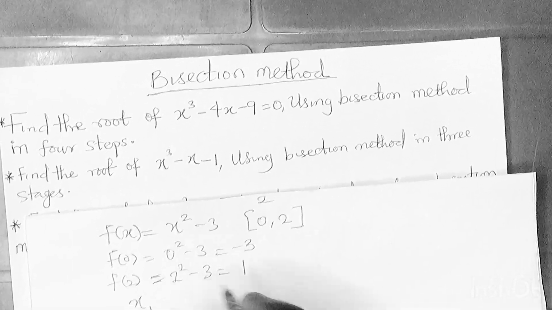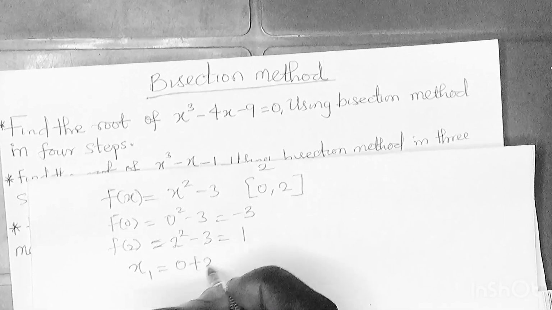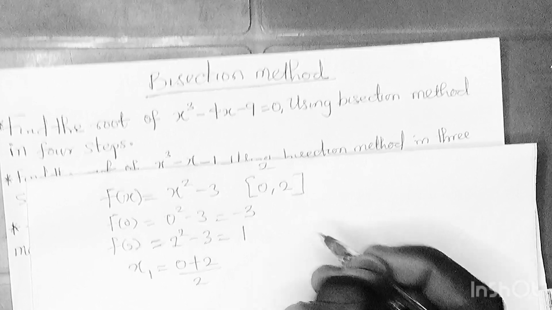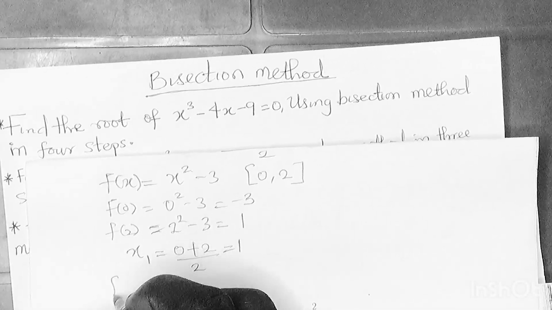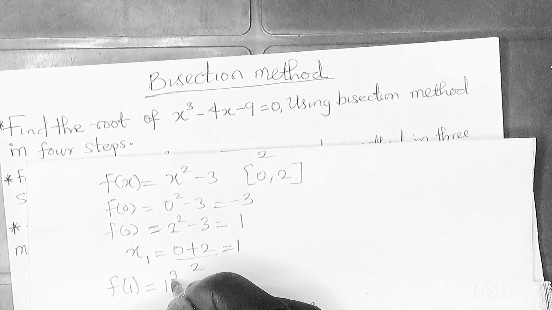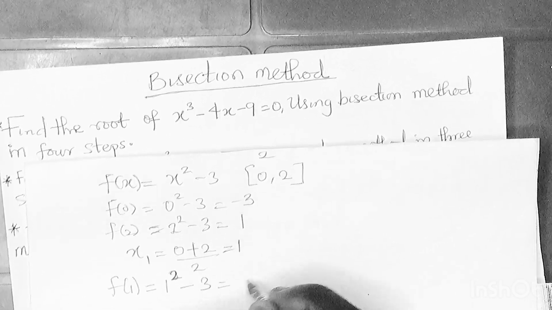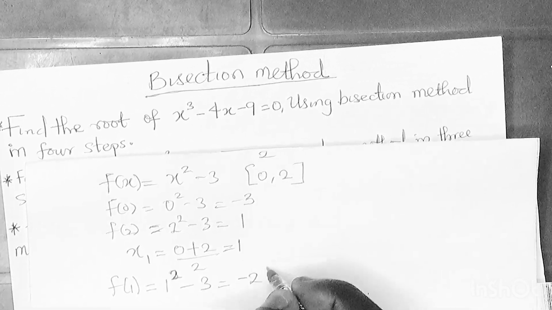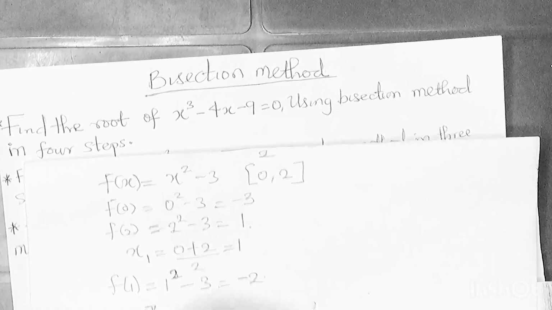My x1, very simple, is just going to be 0 plus 2, because of the interval, divided by 2, which will give me 1. All right, then I need to do f of 1. F of 1 will be 1 raised to power 2 minus 3, and that will give us negative 2. So you can see negative, positive. So that's just going to be my x2.